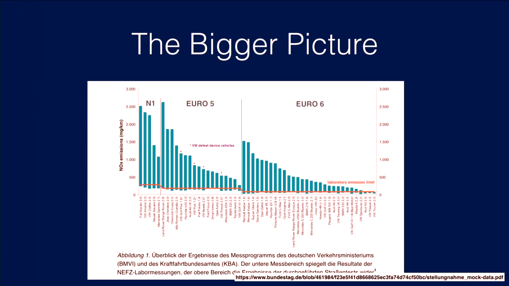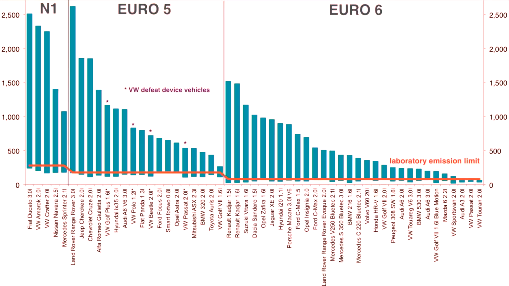But there are more cars. And if we look at this, this is a meta-study based on something that the Ministry of Transport did, they tested a lot of diesel cars. And what they found was this. This is actually a representation by the ICCT. So the orange line is the emission limit, right?